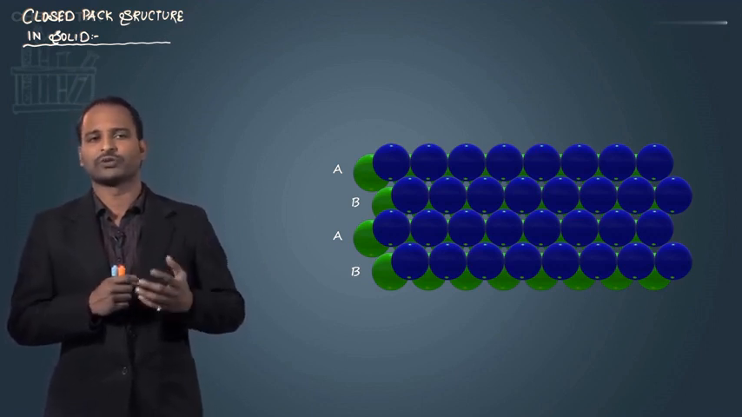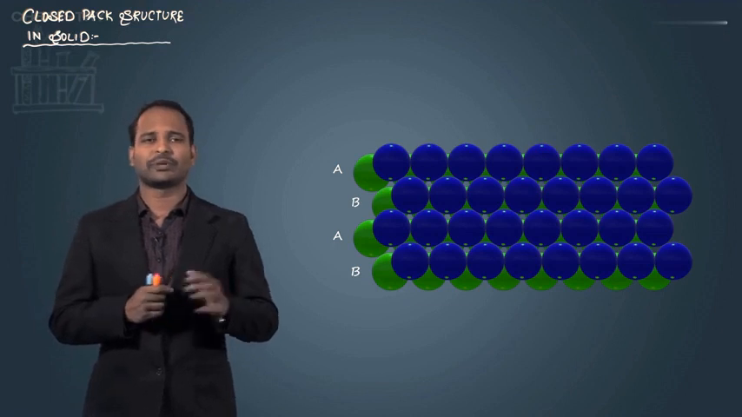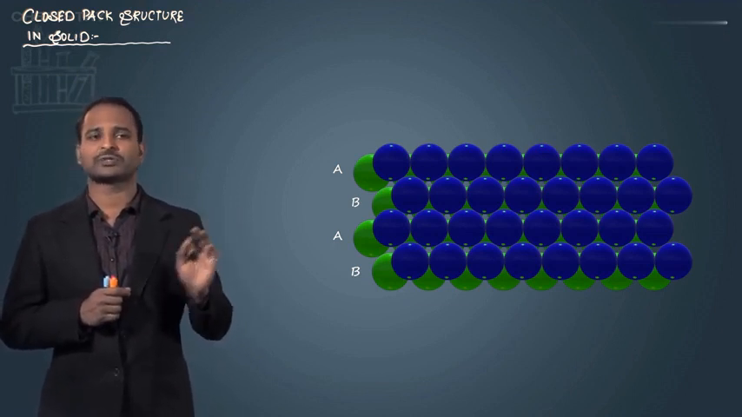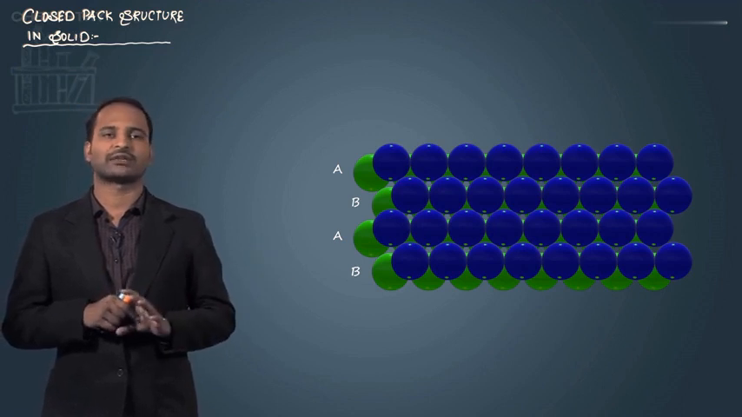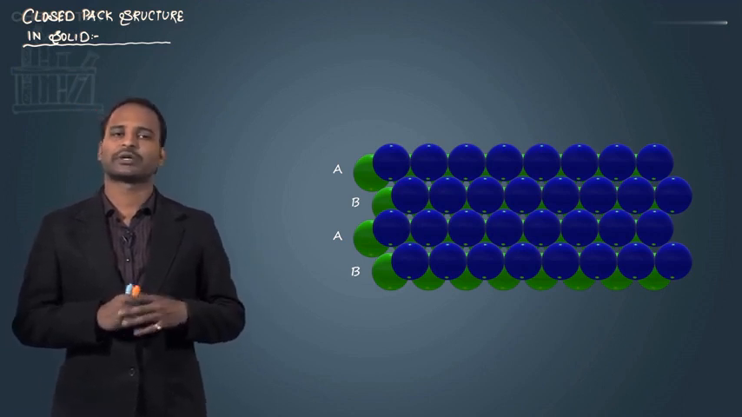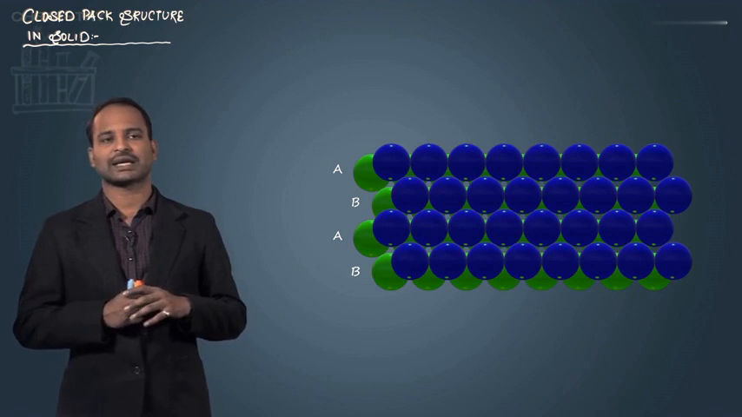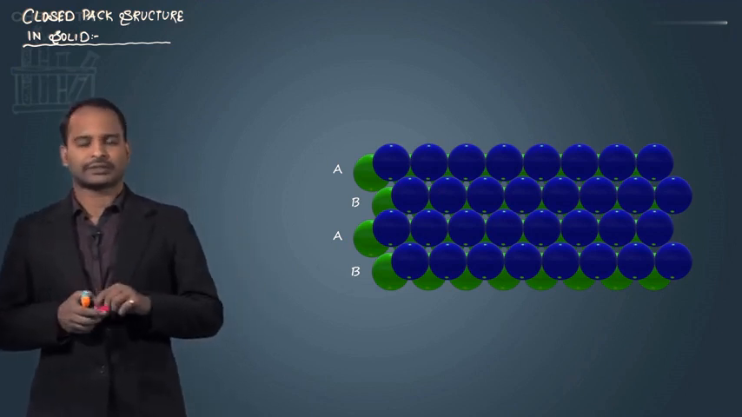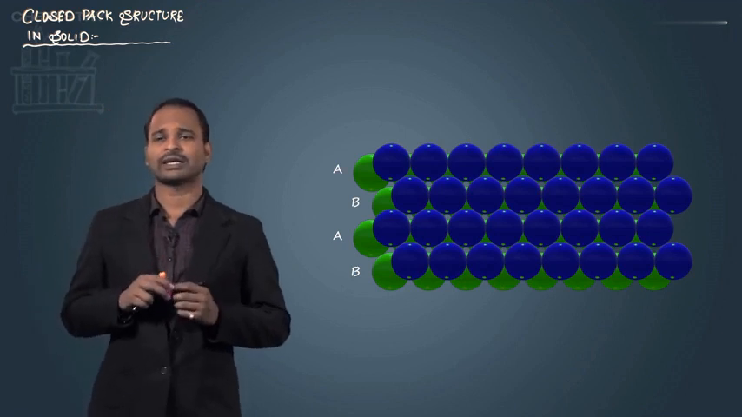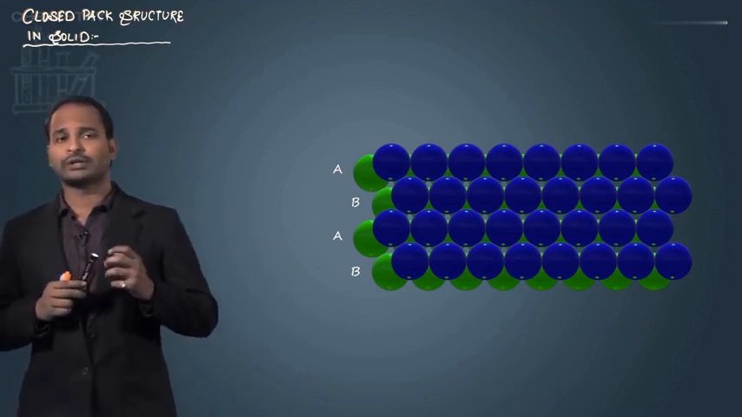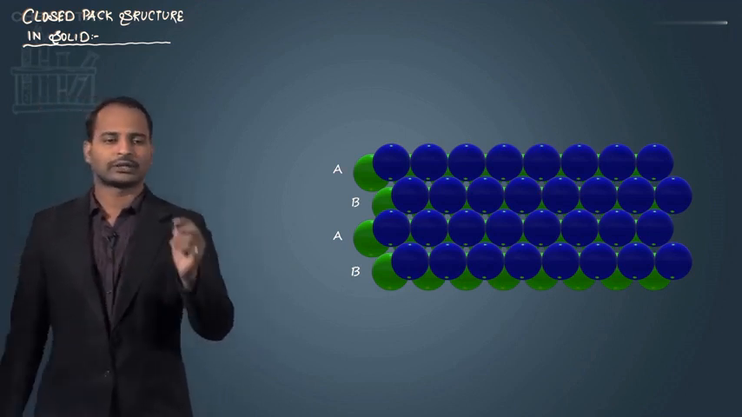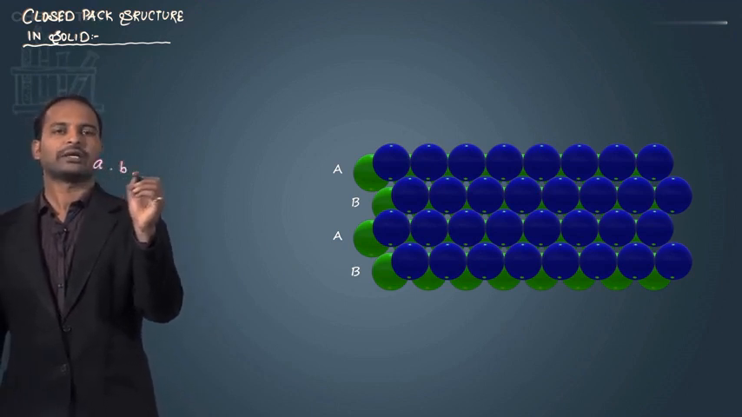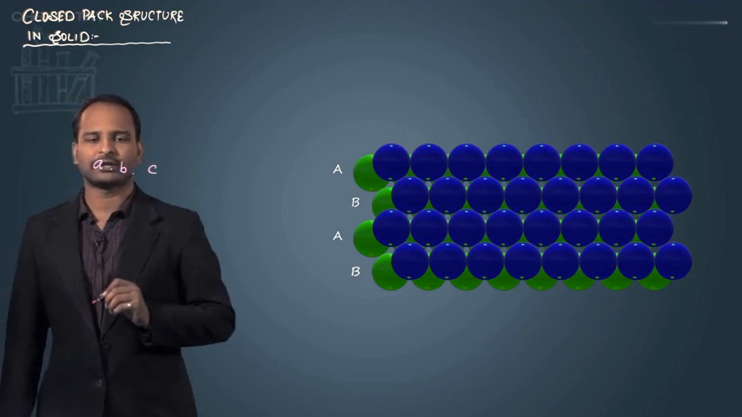The void B is covered. That means void B was the void which was present in the first layer, but now in the second layer the void B is not visible because the second layer balls are exactly placed on the void B. So here I can say that till now I got three different types of void. Which three different types? Void A, void B and void C.